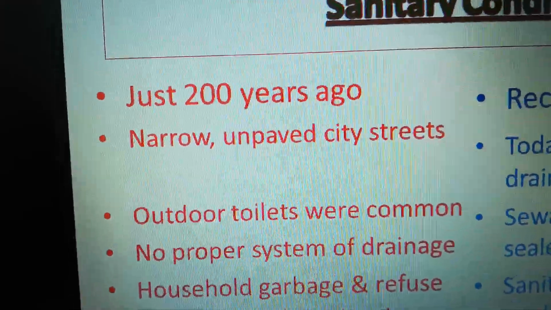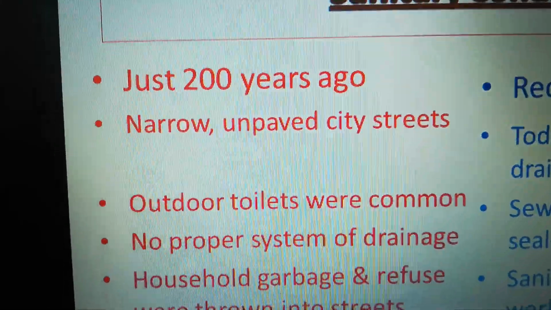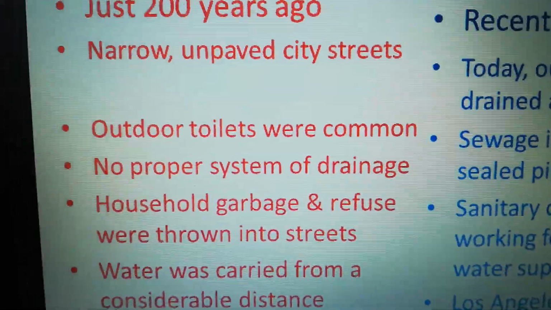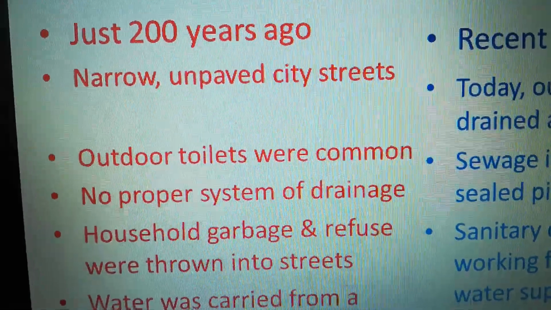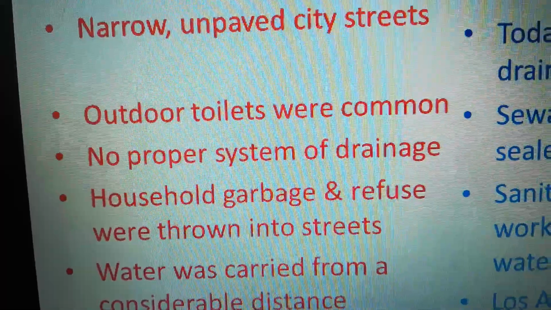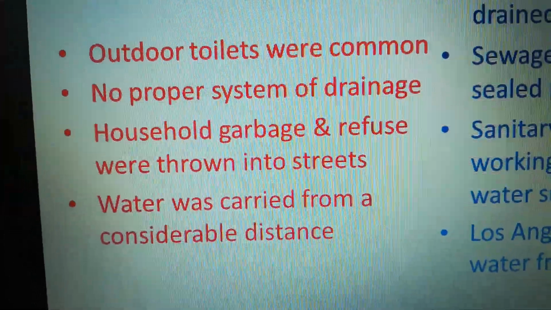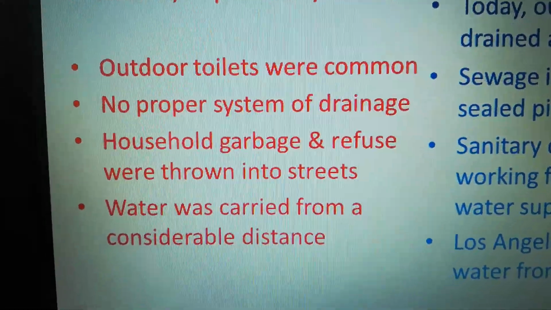The streets were narrow, unpaved, and poorly drained. The second condition was that outdoor toilets were common, there was no proper system of drainage, and household garbage and refuse were thrown into the streets. Water was carried from a considerable distance.